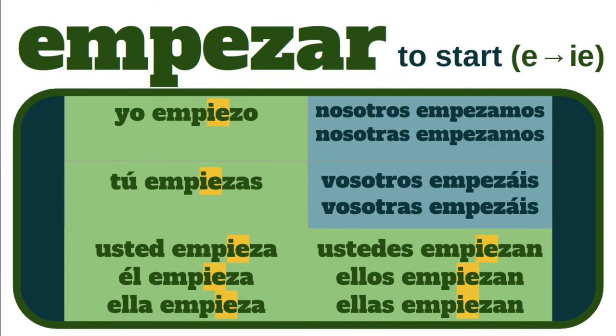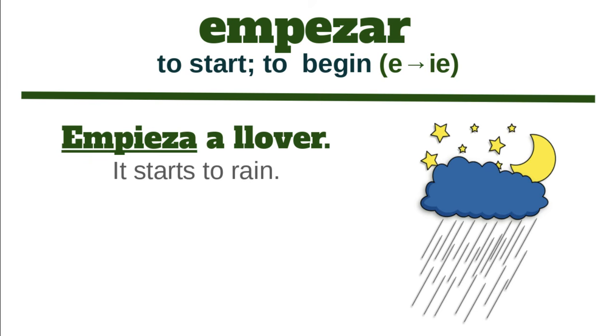Another E to IE stem changing verb is empezar, which means to start. Again, the change does not occur in the nosotros or vosotros form, but it does occur in all the other forms. Yo empiezo, tú empiezas, usted, él, and ella empieza, nosotros and nosotras empezamos, vosotros and vosotras empezáis, ustedes, ellos, and ellas empiezan. Empieza a llover. It starts to rain.